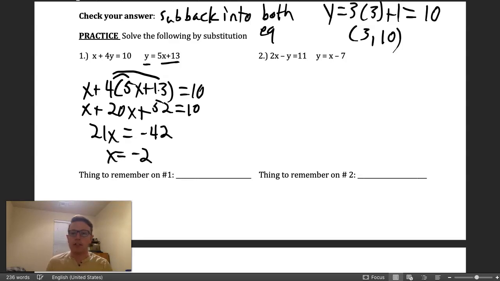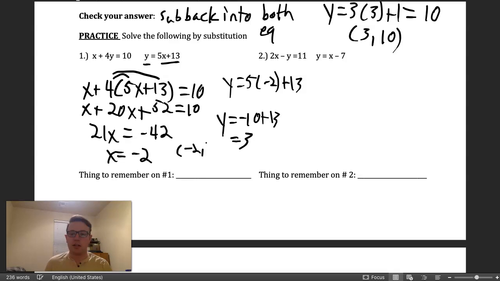Great, now we're going to substitute that in for x in one of these equations. Looks like the first equation will be easy to solve, so let's substitute it in there. We're going to get y is equal to 5 times minus 2 plus 13, or y is going to be equal to minus 10 plus 13, or 3. Meaning our answer is going to be minus 2, 3.